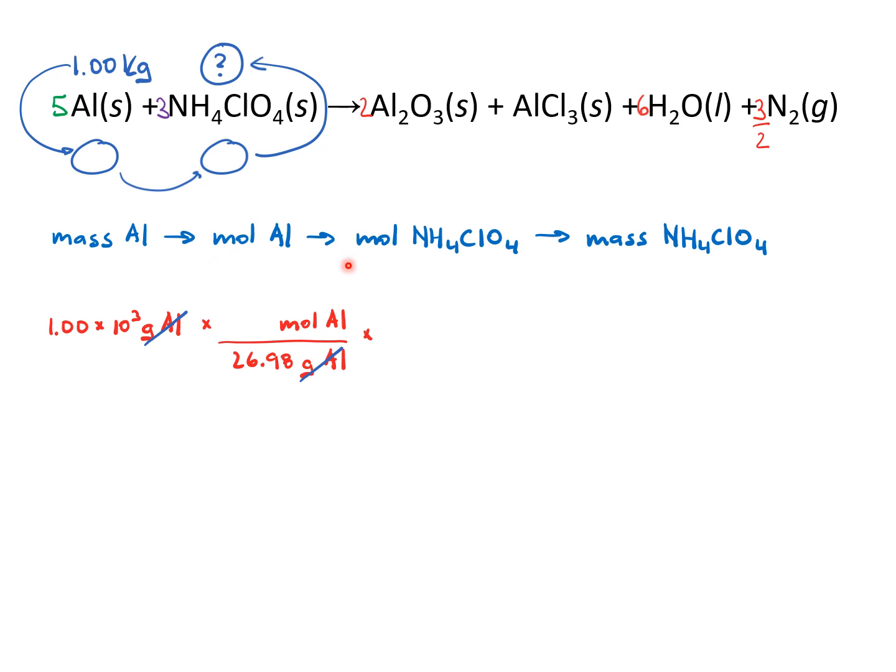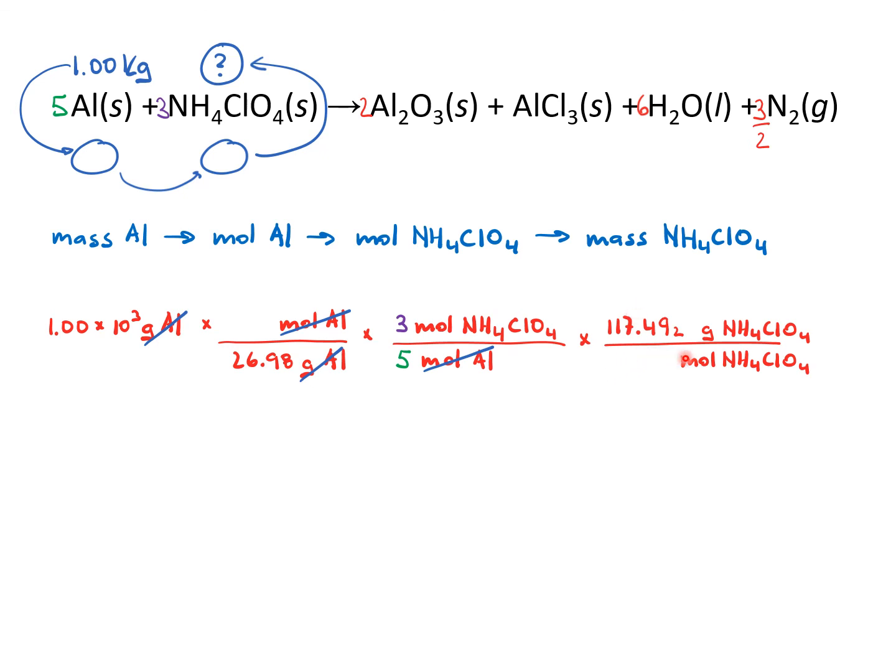To convert from moles of aluminum to moles of ammonium perchlorate, we need the stoichiometric coefficients. So here we would multiply by 3 moles of ammonium perchlorate and divide by 5 moles of aluminum. Once again, the moles of aluminum cancel, leaving us with moles of ammonium perchlorate, which is what we were interested in. To convert from moles of ammonium perchlorate to mass of ammonium perchlorate, we need the molar mass, which is 117.492 grams per mole. And again, we'll see that the moles of ammonium perchlorate cancel, leaving us with mass of ammonium perchlorate in grams. Multiplying this in our calculator, we get 2,612 grams of ammonium perchlorate.